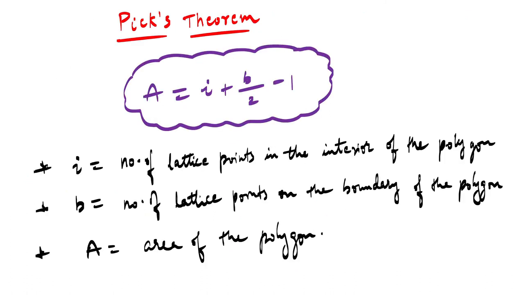So this is the last concept of functions and graphs, which is Pick's theorem. What is Pick's theorem? This theorem helps us to find the area of polygons in a plane whose endpoints have integer vertices. It is given by A, the area of the polygon, is equal to the number of lattice points in the interior of the polygon plus the number of lattice points on the boundary of the polygon by 2 minus 1. Very simple theorem. We will apply this in an example so that you will be very clear in applying this theorem.